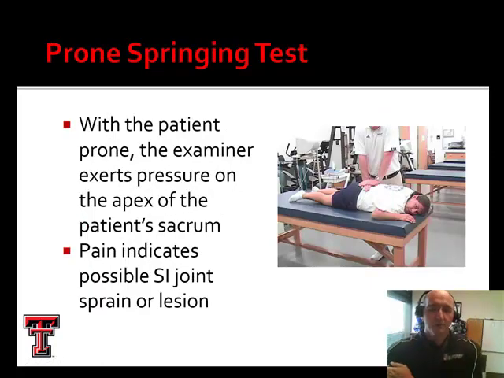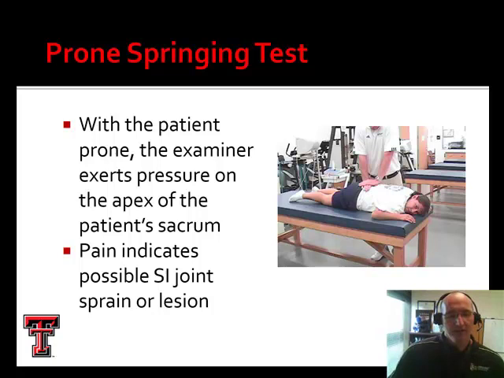Okay, prone springing test, we put them over on the belly in a prone position. We spring at the level of the SI joint, and this would be considered a positive test for an SI joint sprain or lesion.